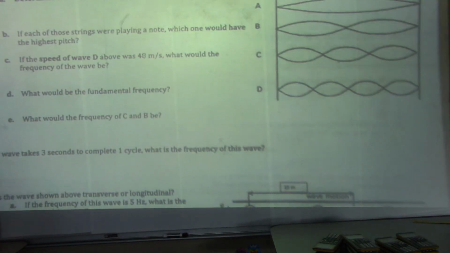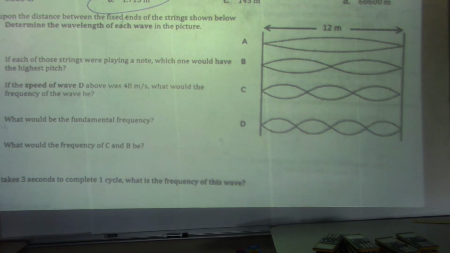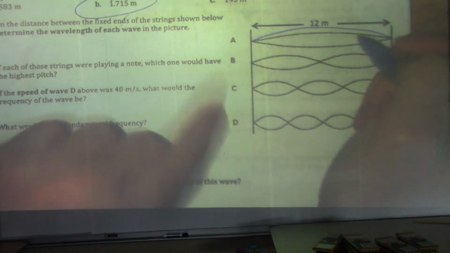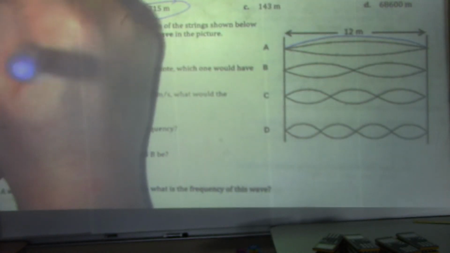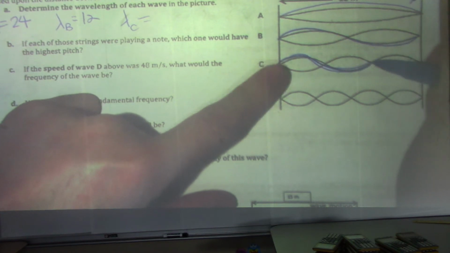22, based on this diagram, we're going to determine the wavelength of each wave. So this right here is half of a wavelength, so if I want the full wavelength, that would have to be more than that. It would be a wavelength for A of 24 meters. B is super easy because this is one wave right here, so one wave is 12 meters. C, this is one wave right here, so only part of the 12 meters is a wave, so I need less than 12 for sure. My answer is going to be less than 12.